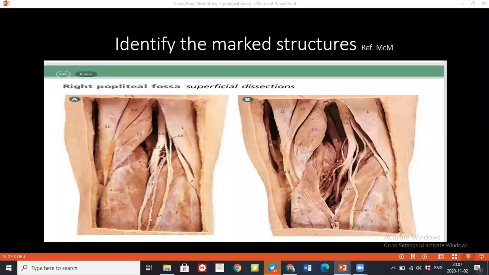So, identify, actually. Number 11 is semimembranosus and number 12 is semitendinosus. No, no, no. This is posterior, and the semitendinosus lies over the semimembranosus. Yes, here it is lying over it. Okay, number 11. You are right, sorry. Semimembranosus is 11 and semitendinosus is 12.